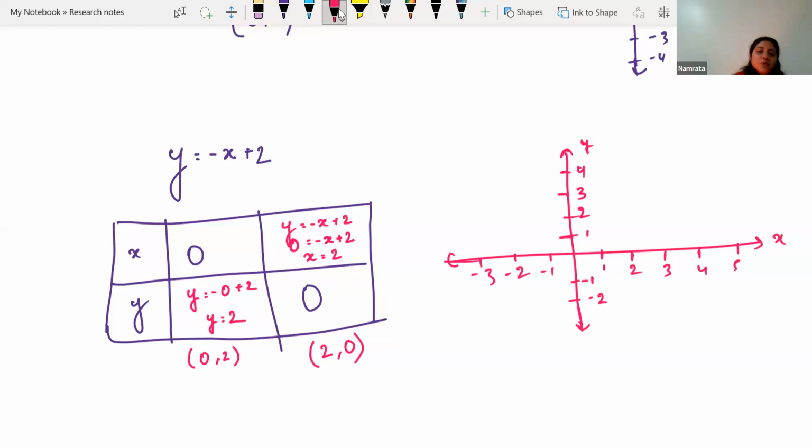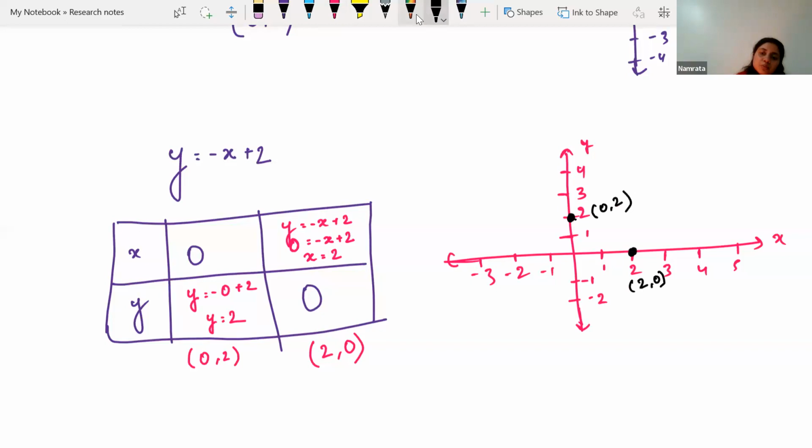So the first point is 0 comma 2. That means x is 0 and y is 2. This is the point x 0, y 2. And the next point is 2 comma 0. So this is the point where x is 2 and y is 0.